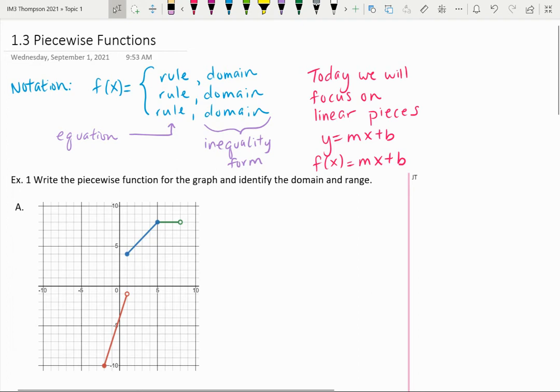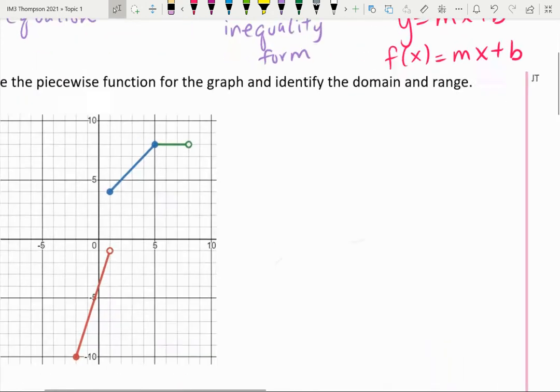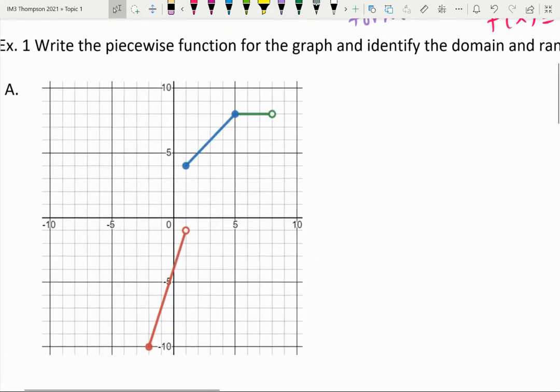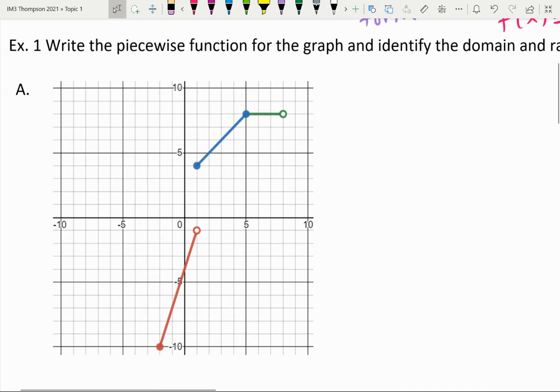So example 1: write the piecewise function for the graph and identify the domain and range. If you need to pause here to copy more down, that's great. I'm going to zoom in on this graph so that you can see it really carefully. And you may want to pause again to get that graph down as perfectly as possible, making sure you're hitting all the right points. Keep in mind I've got different colors going on here, which might be helpful to use for your first graph. Some open circles versus some closed circles.